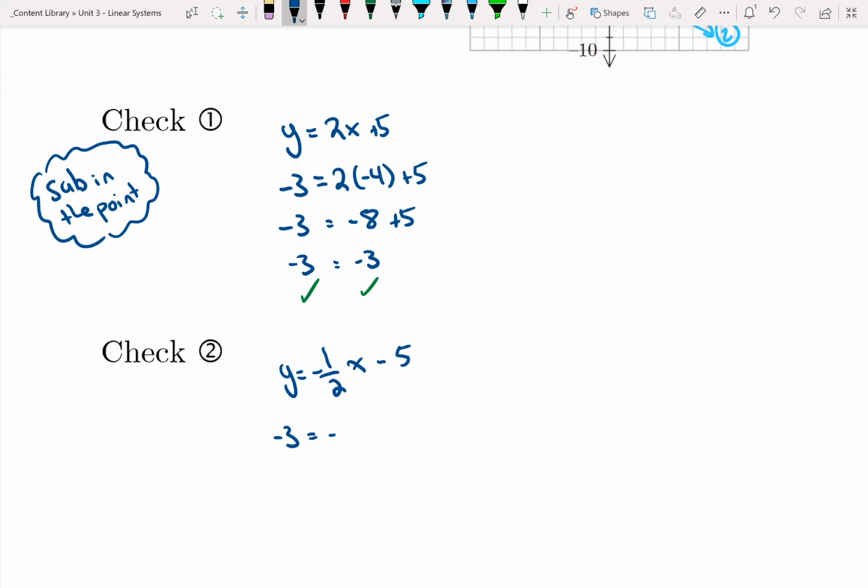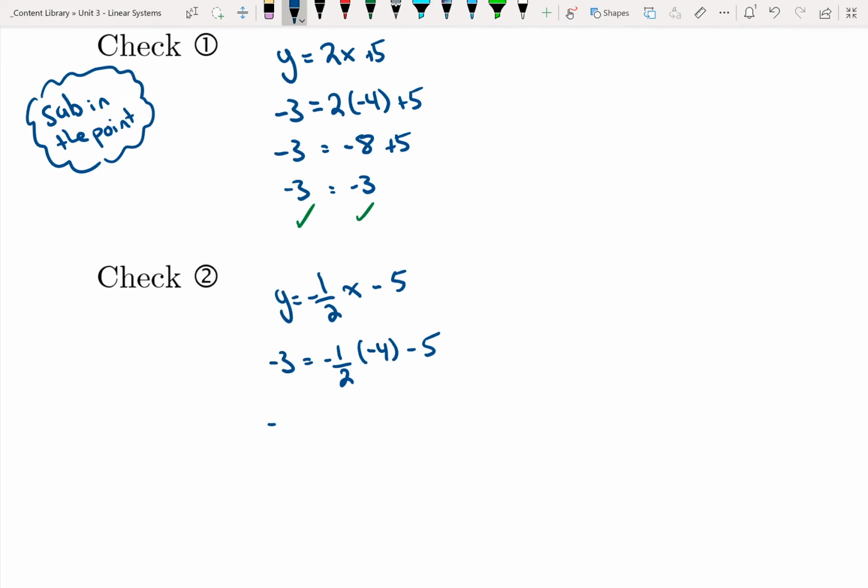So negative 3 equals negative 1 over 2 times negative 4 minus 5. All I've done is the exact same thing, plugging the x and y values in for x and y in my equation. Negative 3 equals positive 2 minus 5. Negative 3 equals negative 3. So when I solve each side, I get negative 3 equals negative 3, and it does work. This means that this point is the correct point of intersection.